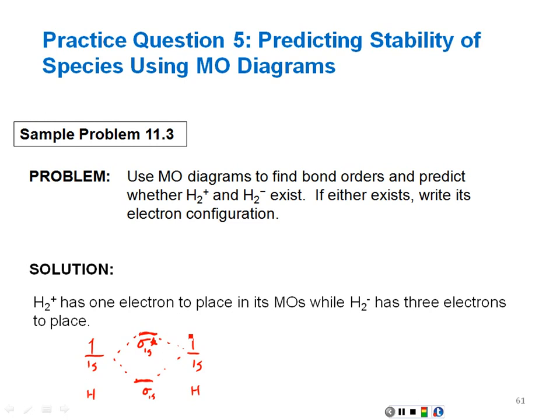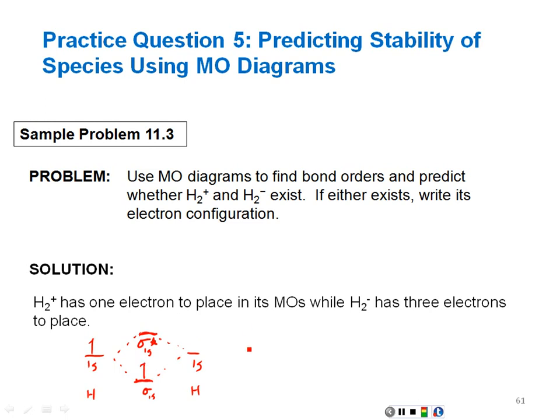Normally, each hydrogen will have one electron each. But now let's just consider the ions. So H2 plus is only going to have one electron because we have a positive charge, so we have to take away one electron. So only one electron to place. It goes into the sigma orbital.